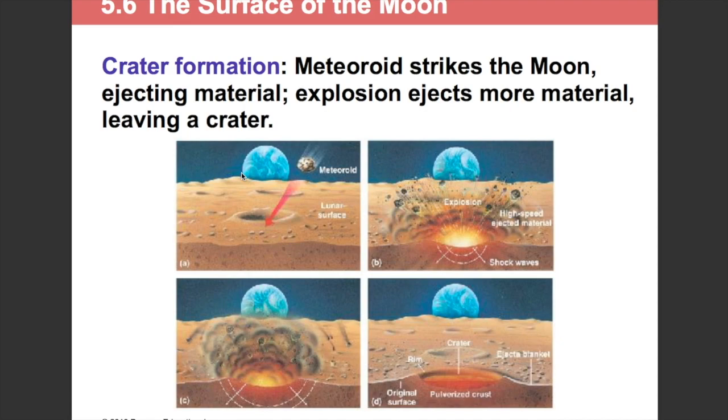So, crater formation on the moon is just like on Earth. Basically, a meteoroid strikes the moon and it ejects material outward, and the explosion ejects more material, leaving the crater. Just like on Earth, but unlike on Earth, the moon doesn't have weather patterns, which sort of erases the history of all of these impacts, and there's no active plate tectonics, the whole conveyor belt system that recycles oceanic and continental crusts.